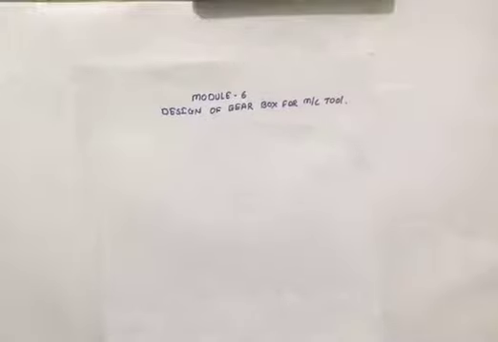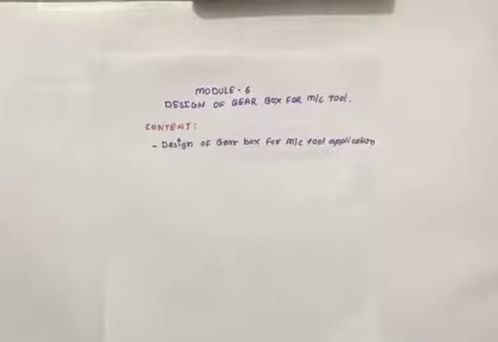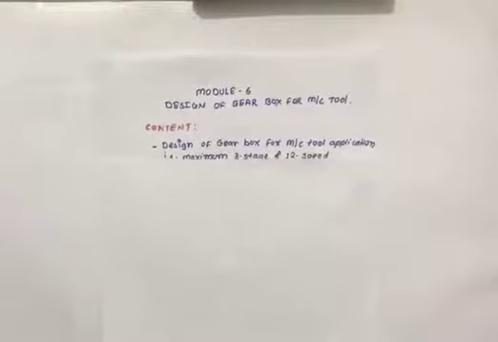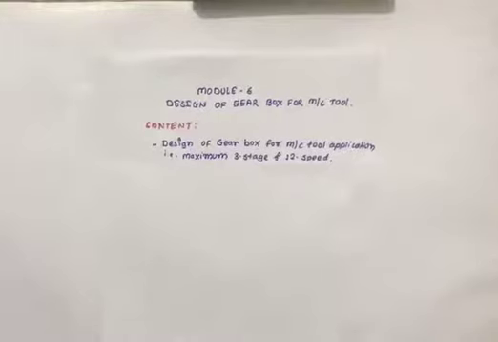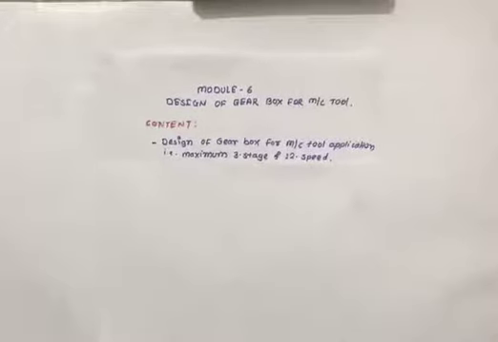Next chapter is design of gearbox for machine tool applications. The contents that are going to be covered are design of gearbox for machine tool application, for a maximum of 3 stages and 12 speeds. 12 speed means it will become a 6 speed gearbox, 9 speed gearbox and 12 speed gearbox, and that will be limited to a maximum of 3 stages.